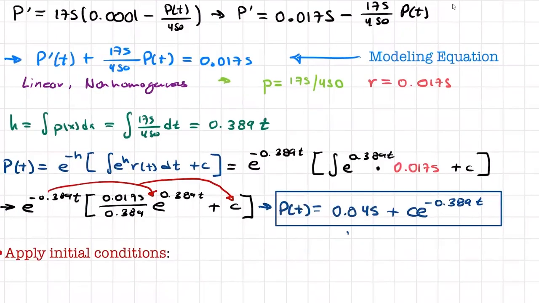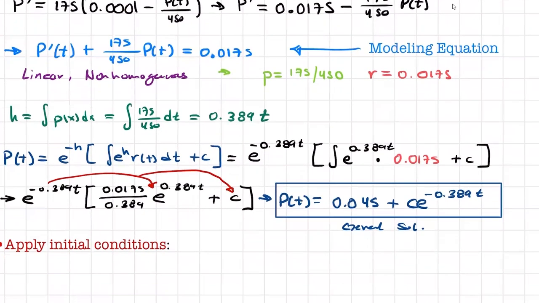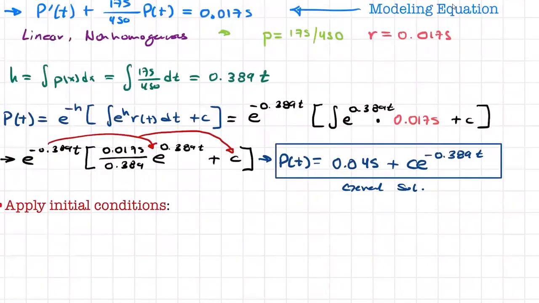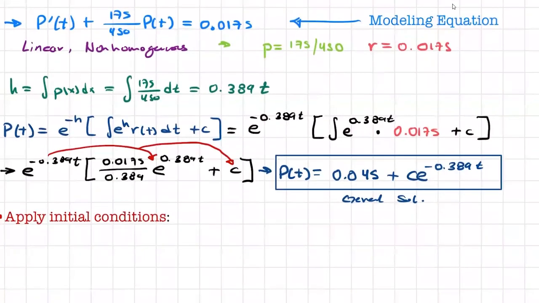So once again, this is our general solution. In order to determine the time, we need to apply our initial conditions, right? So that we can find our particular solution. So applying initial conditions as we were given there.